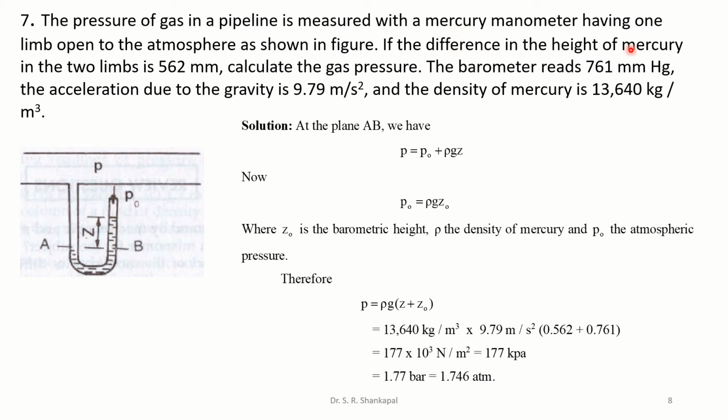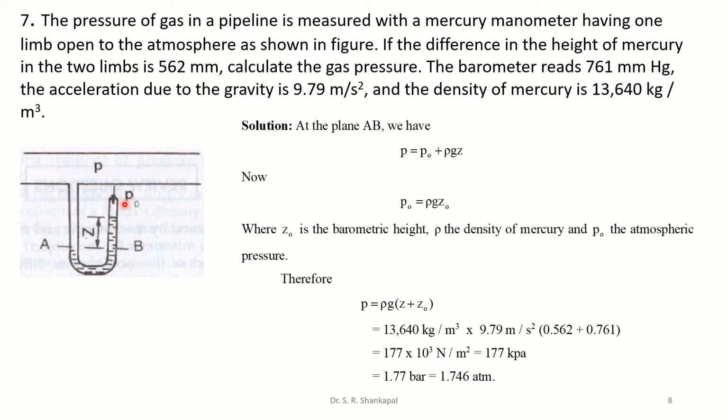So then, if the difference in the height of mercury in the two limbs is 562 millimeter, this Z is 562 millimeter. If that is the case, calculate what is the gas pressure here. So gas pressure must be the atmospheric pressure plus this extra. So this we have to add. We have to find out what is the pressure here. To that standard atmospheric pressure we have to add.